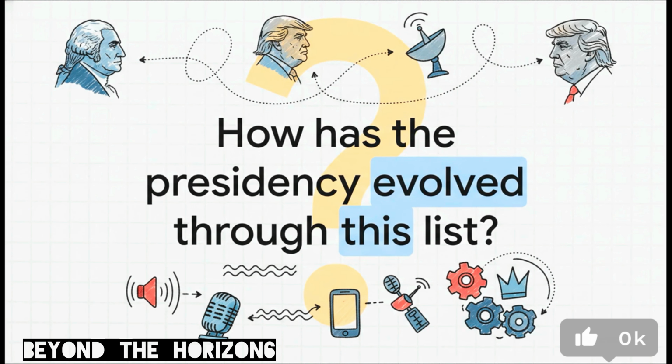So this is the big question, right? The one we're really trying to answer today. What's the pattern? What's the story that connects George Washington to Donald Trump? What does this specific journey, through these specific people, tell us about how the power, the voice, and the entire nature of the presidency has evolved?